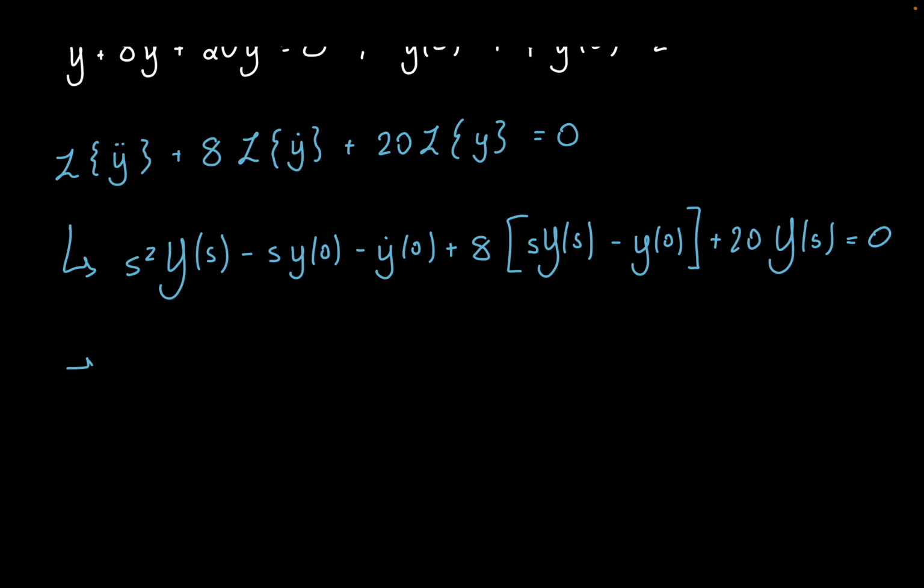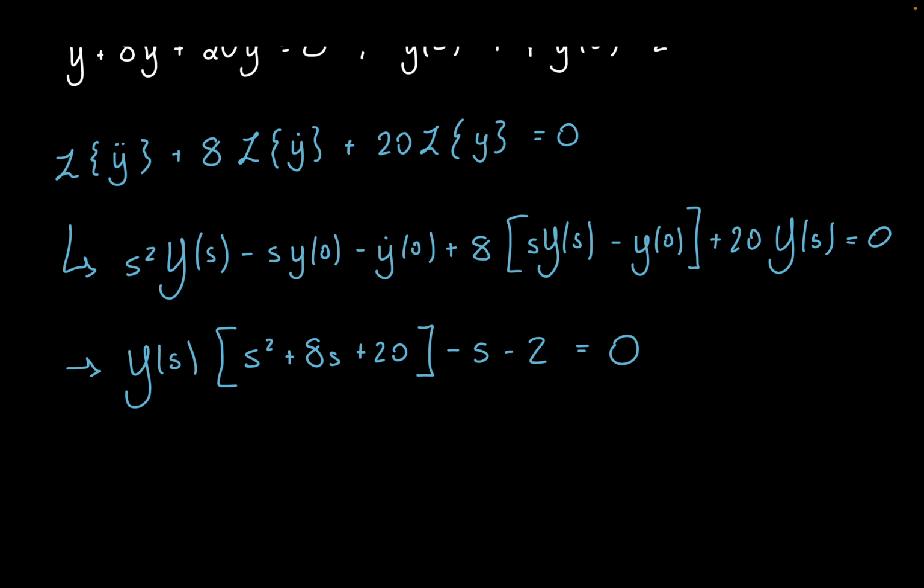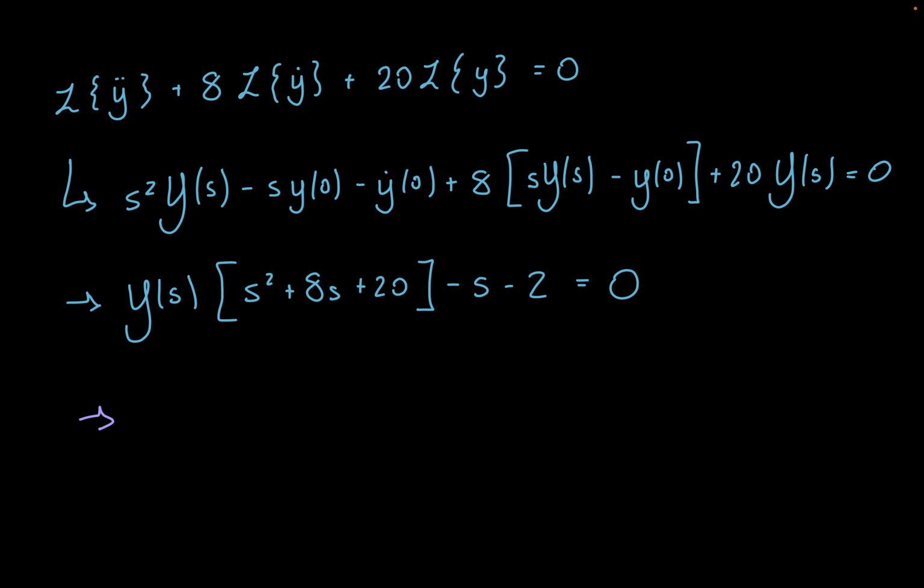Now, the next step is we can pull out the capital Y of s such that we get s squared plus 8s plus 20. And then after plugging in our y0 and y dot 0, we also have a minus s and a minus 2, and that's going to equal 0. Now the next thing that can be done is we can divide by this s squared plus 8s plus 20, and then move over our negative s and negative 2 terms, such that we get capital Y of s is equal to s plus 2 divided by s squared plus 8s plus 20.